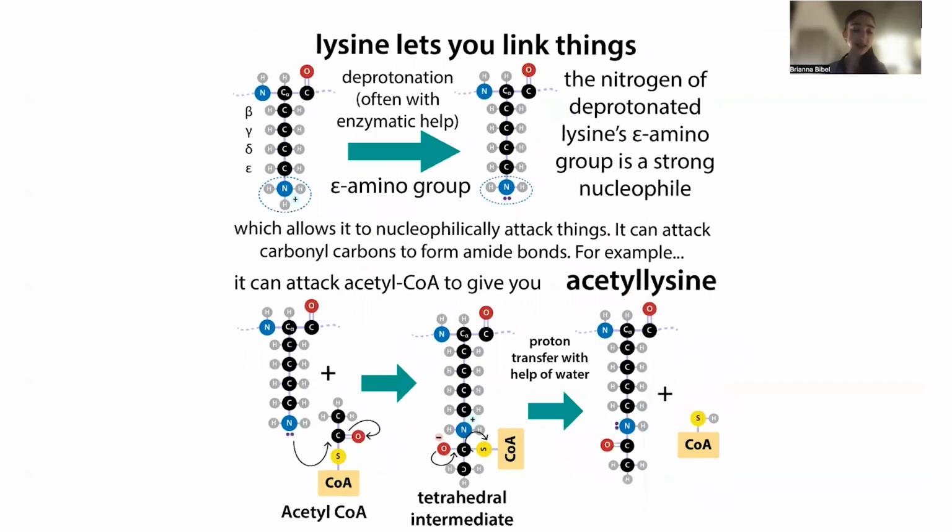We see with lysine, we get that in the deprotonated state. Remember, we can deprotonate lysine. We just need a little help. So you might have an acidic amino acid right next door that could pull off that proton. This makes it deprotonated, makes it nucleophilic, and this is going to allow it to get acetylated and things.